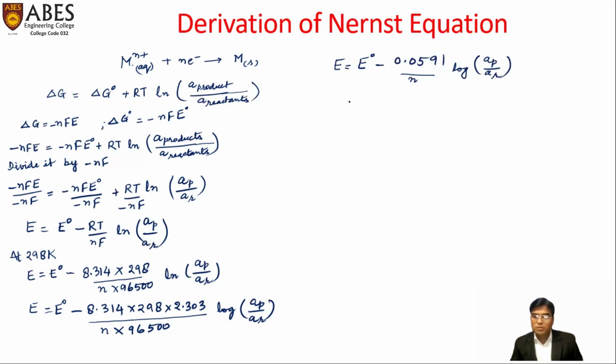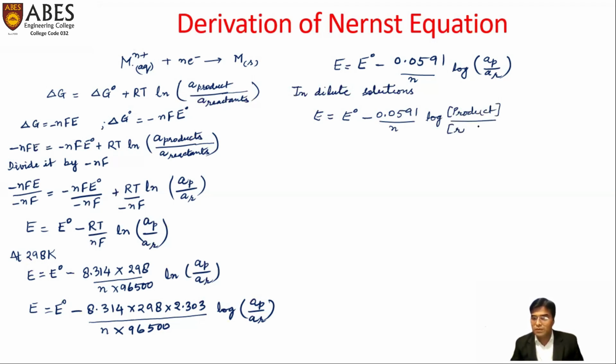At this point, we should know that in dilute solutions, the activity of any species does not differ much from its concentration. So we can take the concentration terms here in place of activity. So it becomes E equal to E naught minus 0.0591 upon n log concentration of product upon concentration of reactants. The product here is metal solid and the reactants here are the metallic ions, metallic cations in the solution. So we will replace them with their concentrations.